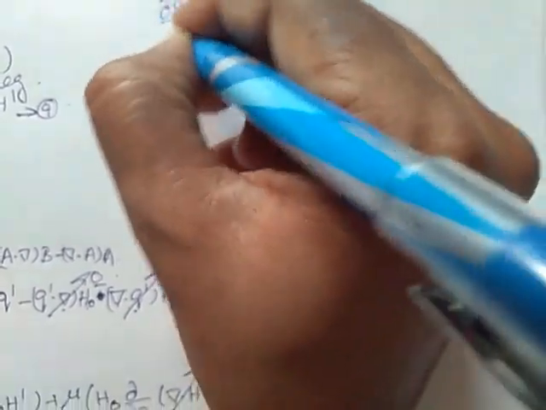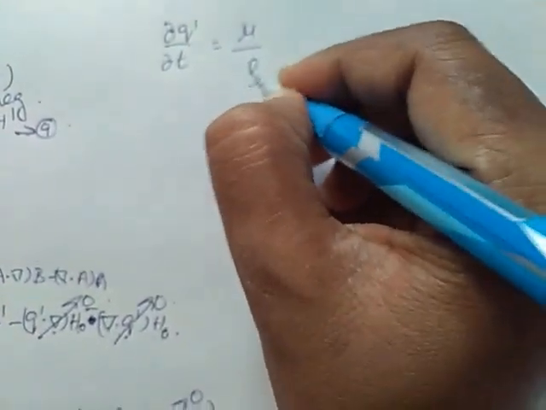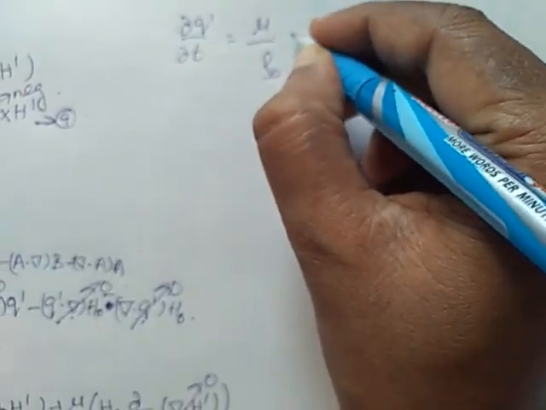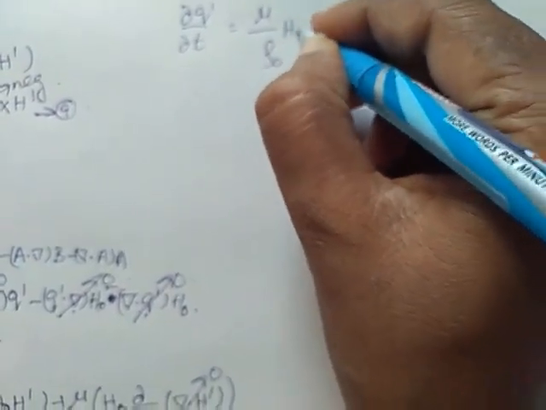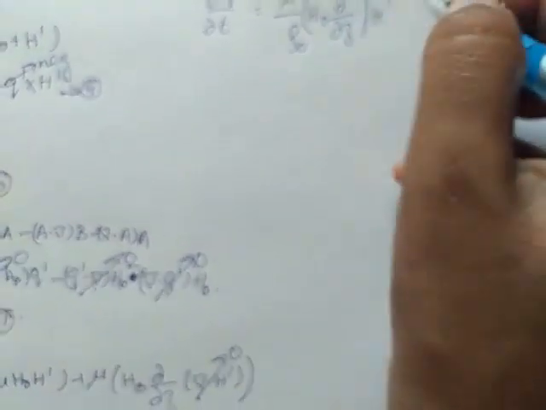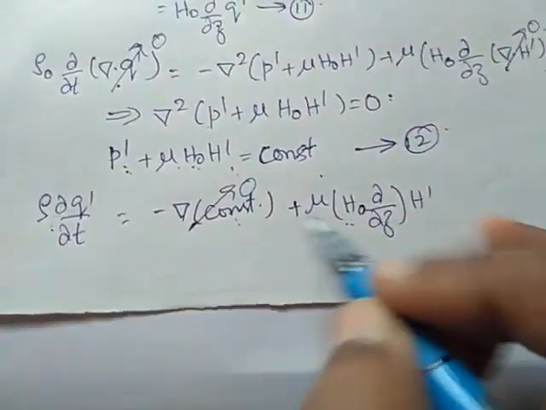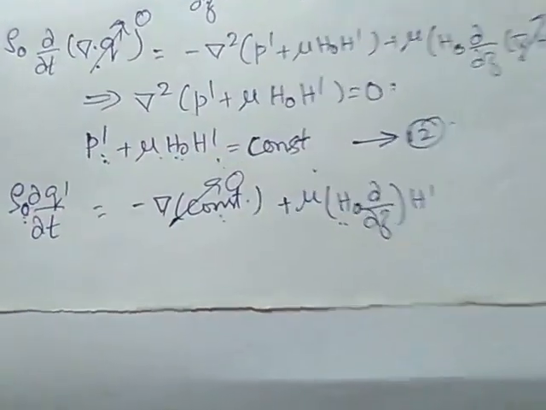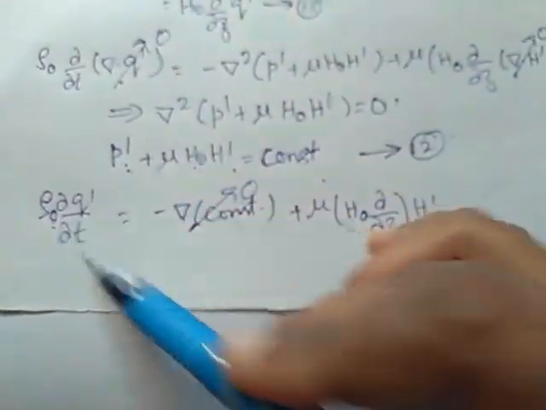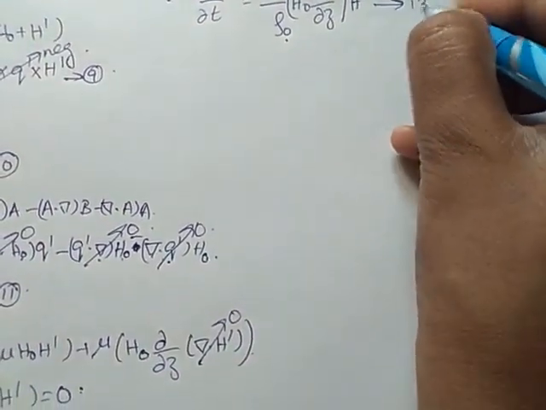dou q dash by dou t is equal to mu by rho naught h naught dou by dou z of h dash. I have just shifted the density to the LHS. It is rho naught, so I have shifted this to the LHS. So we'll get this equation. I'll take this equation as 13.